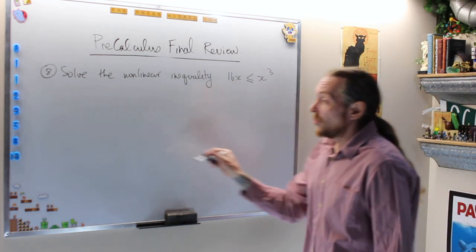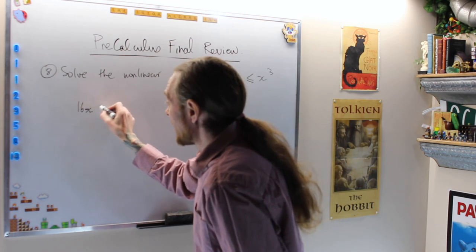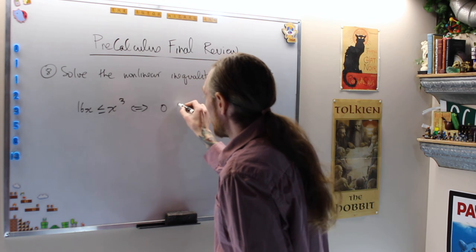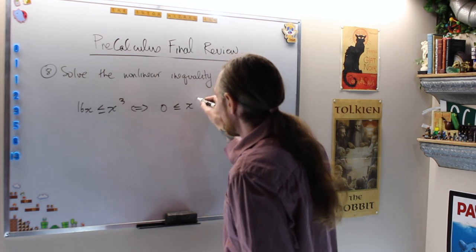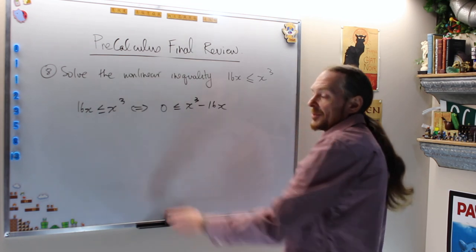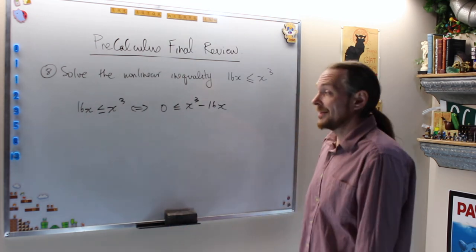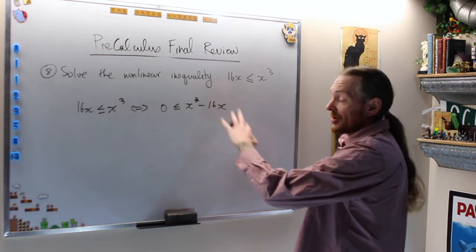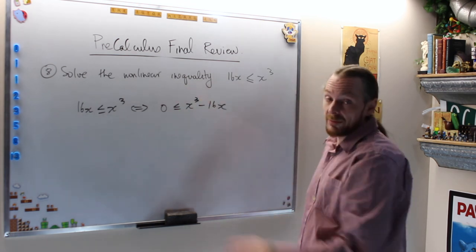Let's do that. We have 16x is less than or equal to x cubed if and only if 0 is less than or equal to x cubed minus 16x. I'm bringing this to the other side. I'm subtracting 16x from both sides so that I get everything on one side of the inequality. It doesn't matter whether it's less or greater than. Bring everything to one side, whichever one you want.